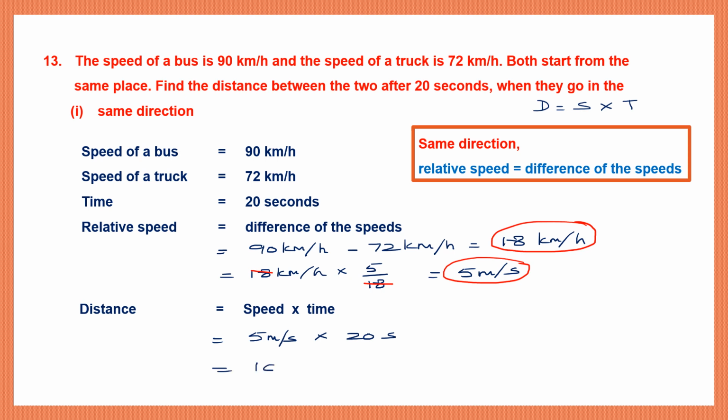5 into 20 is 100, and we're finding the distance, so the unit is meters. So what is our final answer? 100 meters. This is the distance between the two vehicles after 20 seconds when they are moving in the same direction.